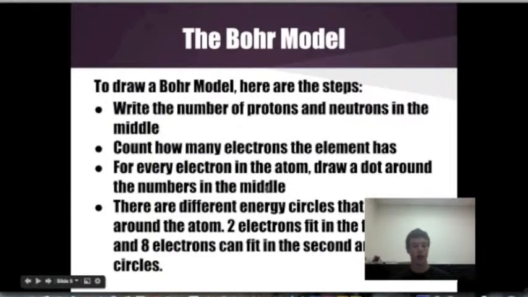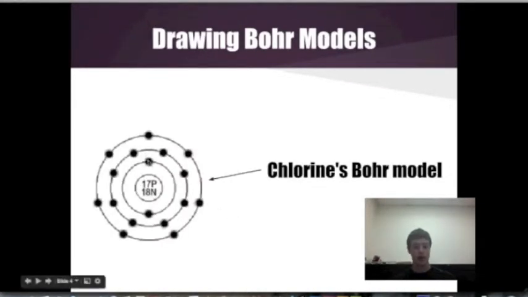You have to draw a dot around the numbers in the middle for each electron there is, and then you have to know how many electrons to put in each shell. So the first shell is only going to have 2 electrons. That's this one right here. But then the next 2 shells can have up to 8 electrons. Now the outermost shell only has 7 electrons in this case because chlorine has 17 electrons total.